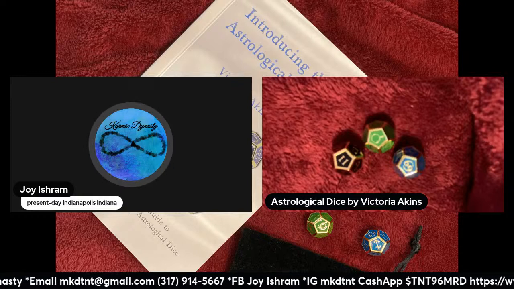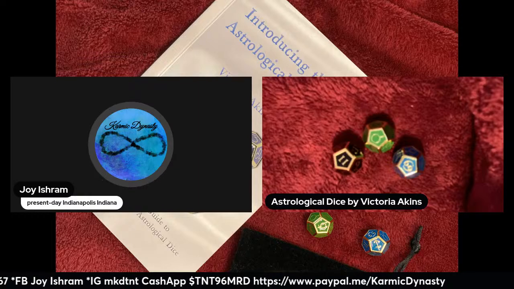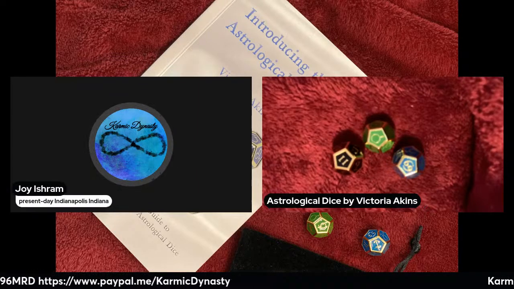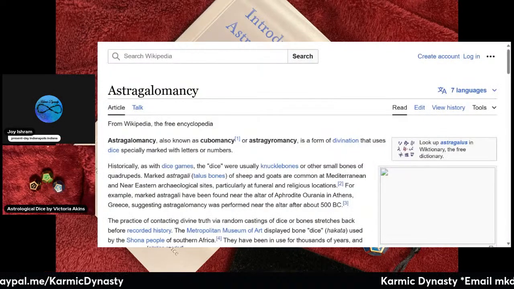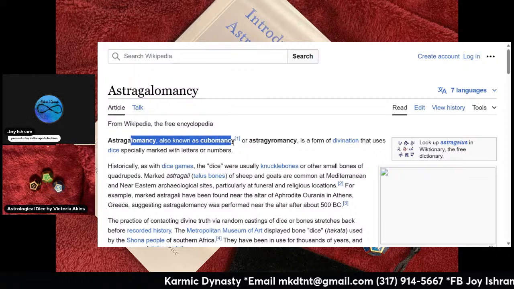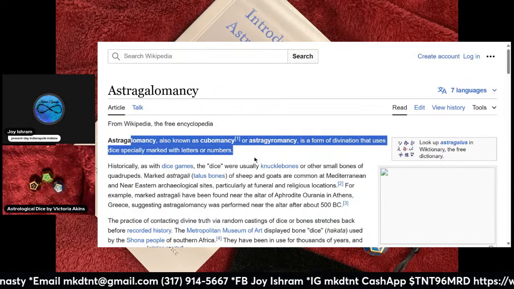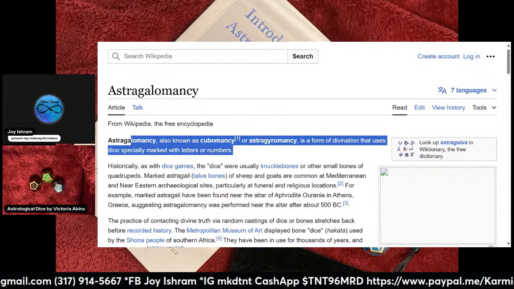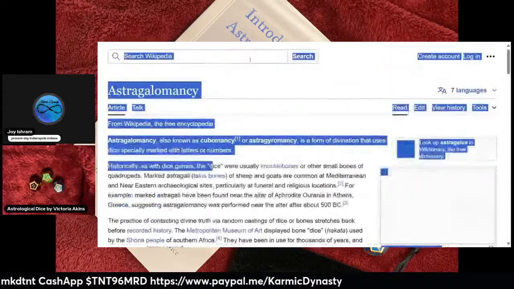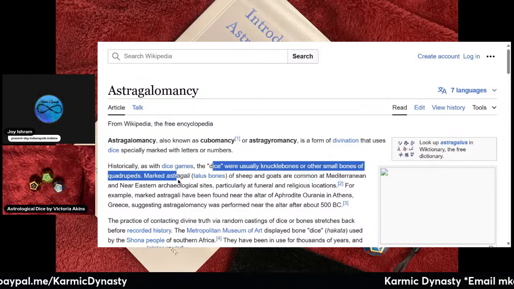So the astrological dice are 12-sided, used in the art of astragalomancy. So the astragalomancy I have here, and it reads, astragalomancy, also known as cubomancy or astragyromancy, is a form of divination that uses dice, specially marked with letters or numbers. Historically, as with dice games, the dice were usually knucklebones or other small bones of quadrupeds, marked astragali.